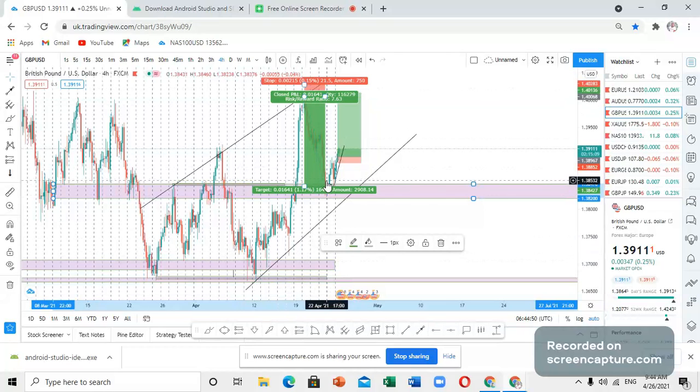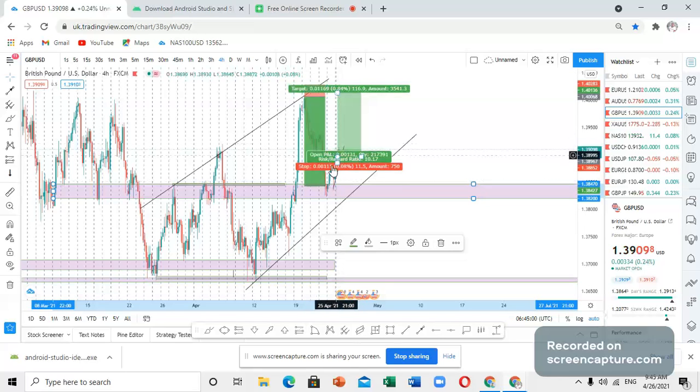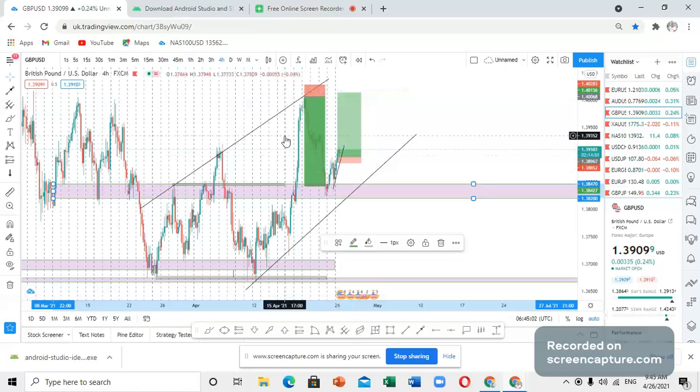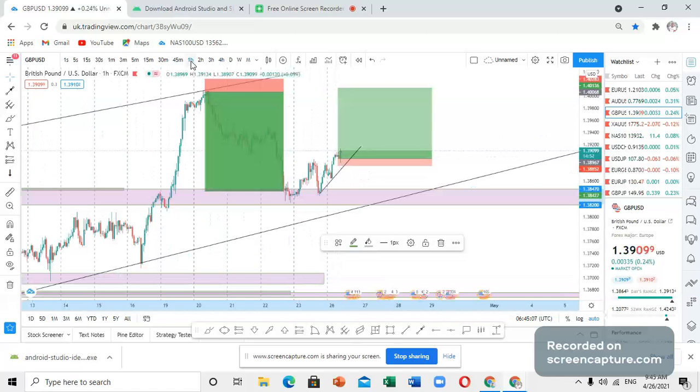Fantastic, fantastic. So after touching this position, it moved again to the upside here. So let me move to an hourly time frame so that you can see what I'm seeing, the kind of opportunities that I can see.